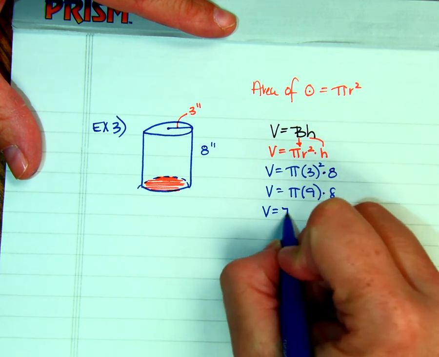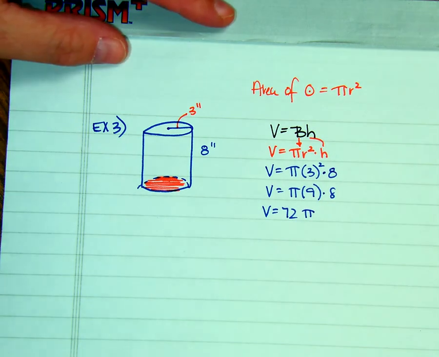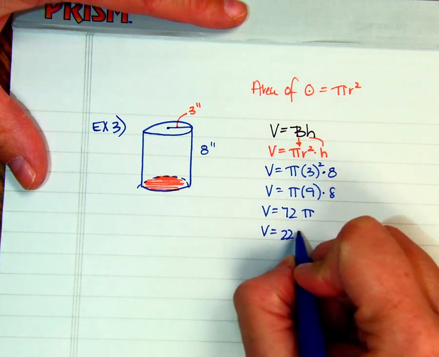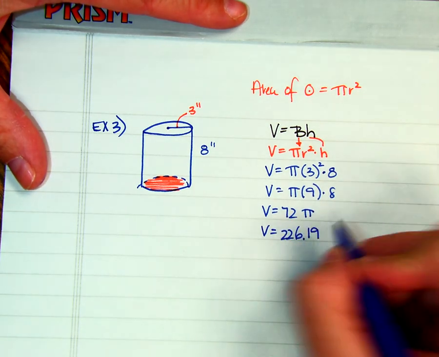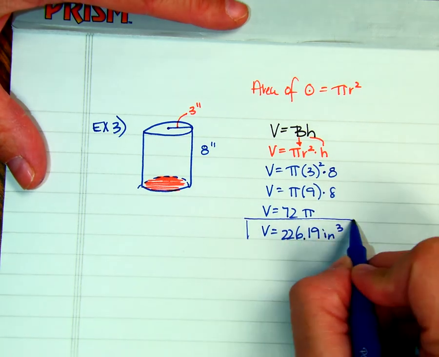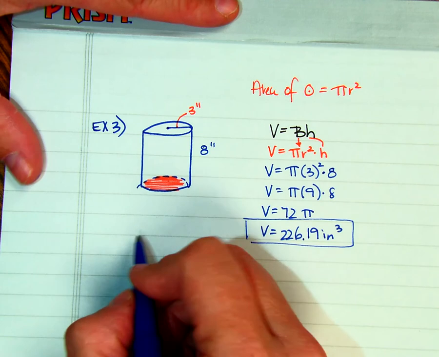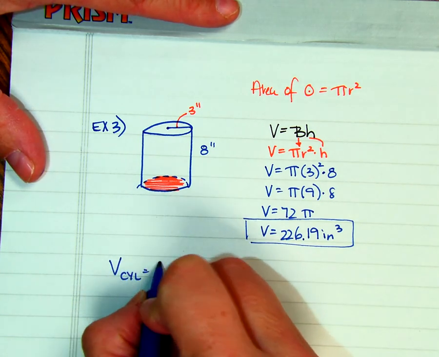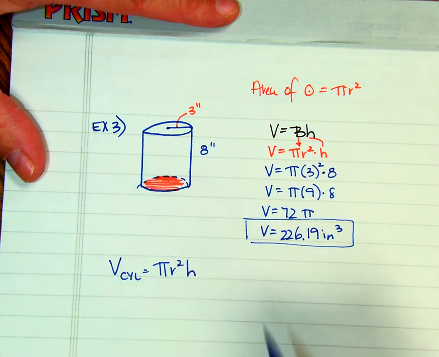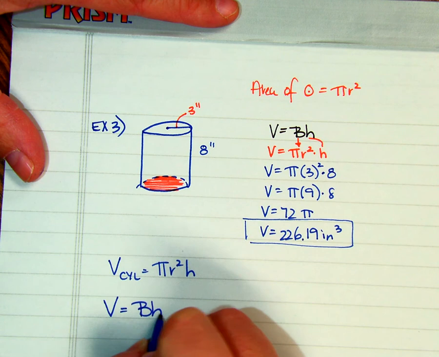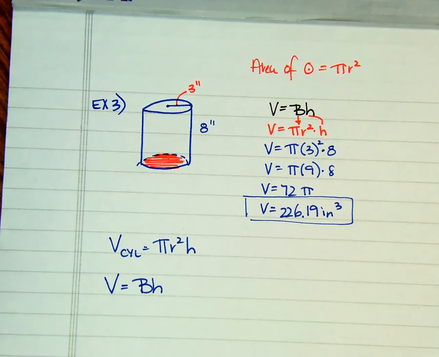So volume equals 72 pi, and I'm going to grab my calculator, and I get the volume to be 226.19 inches cubed. So you can look at the volume of a cylinder as pi r squared h. And you can also just remember area of the base times the height. Either one of those will work.